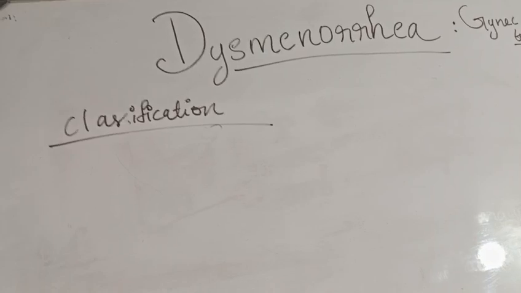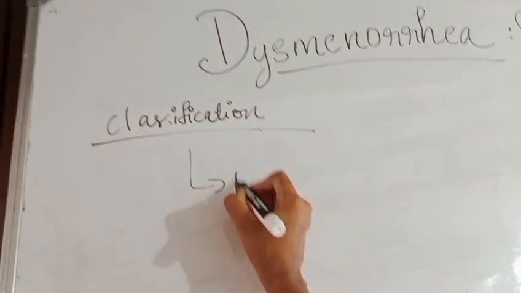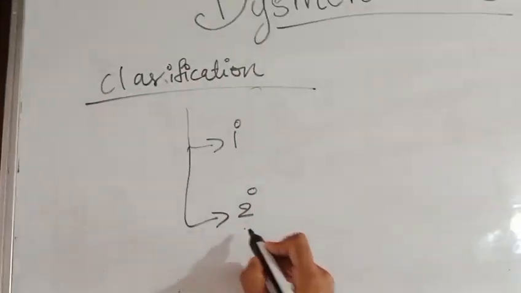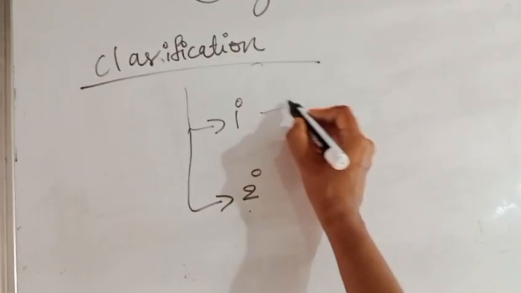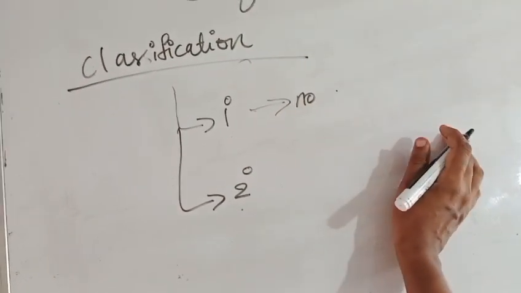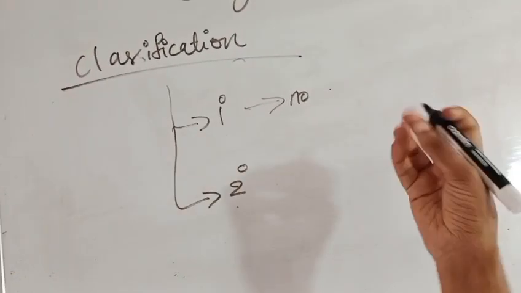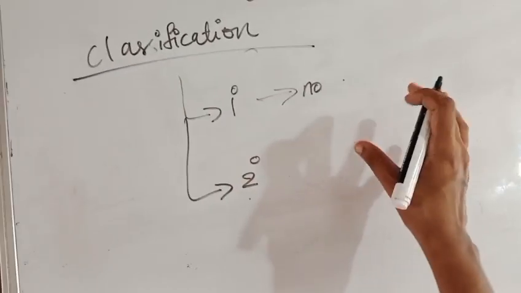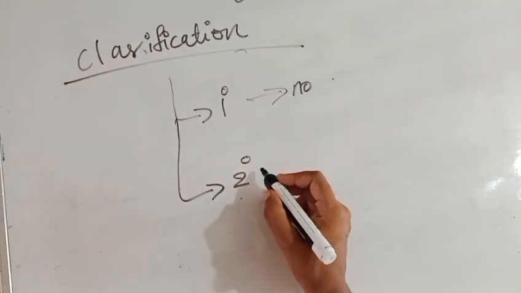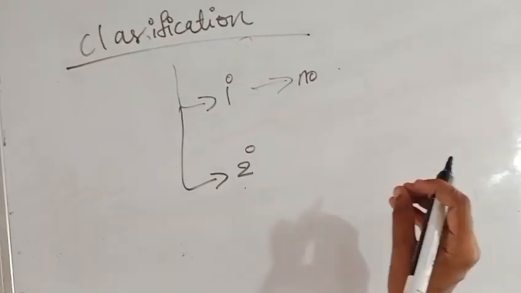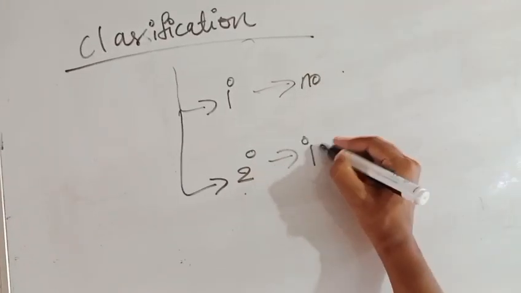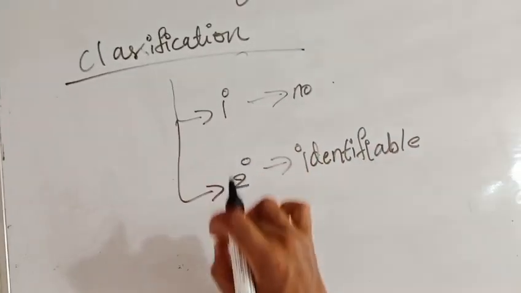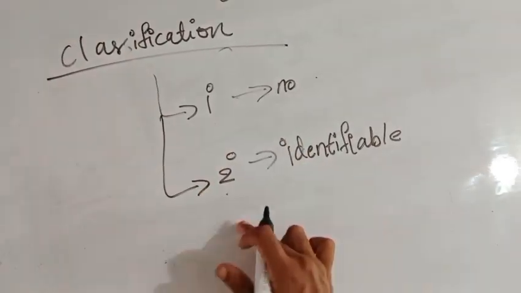Moving to the classification of dysmenorrhea, it is mainly classified into primary and secondary. So what do you mean by primary dysmenorrhea and secondary dysmenorrhea? Primary dysmenorrhea means there is no identifiable pelvic pathology. That means there is no reason why this pain occurs; we cannot identify the reason for this dysmenorrhea. In secondary dysmenorrhea, there is an identifiable pelvic pathology. So that is the classification of dysmenorrhea, primary and secondary.